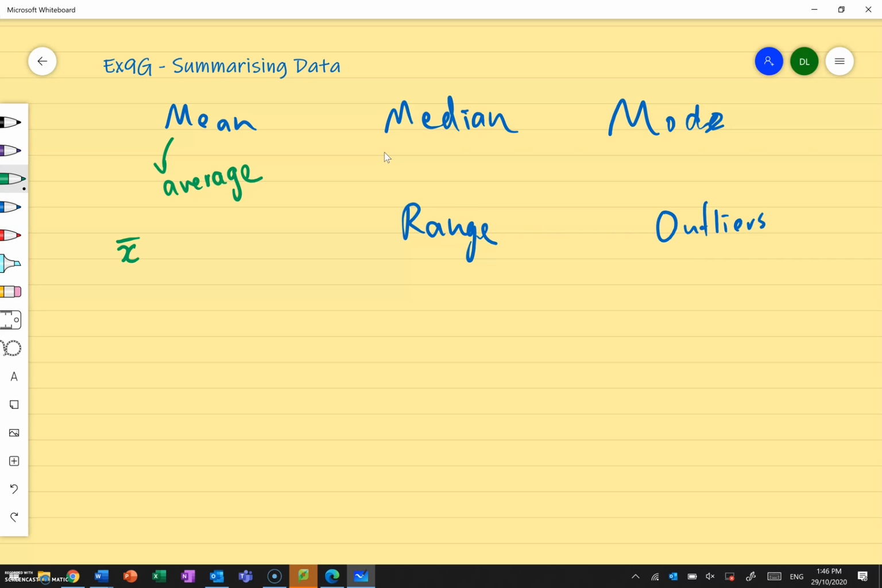So for the average, we can actually use this formula here. X with the line on top means the average, or means mean. And we can say that the mean is the sum of all values divided by the number of things that there are. Number of values.